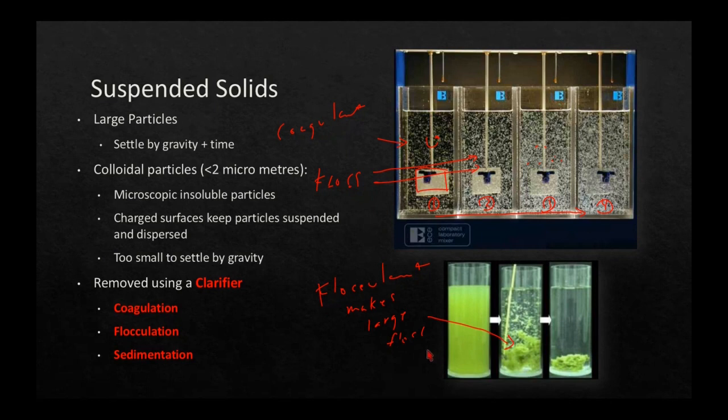And so here you can see these large flocks. And guess what? Once you have a flock, gravity causes it to settle out, and now we can dispose of it. That's what we want to do.